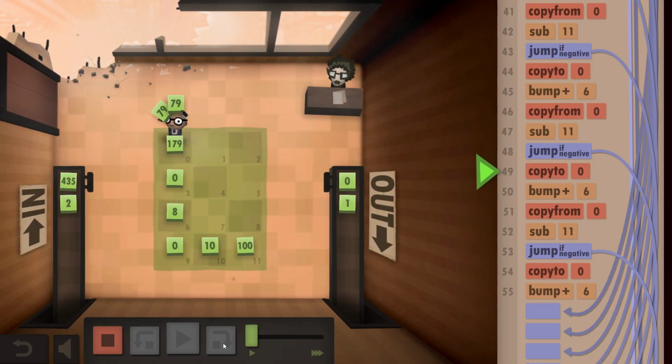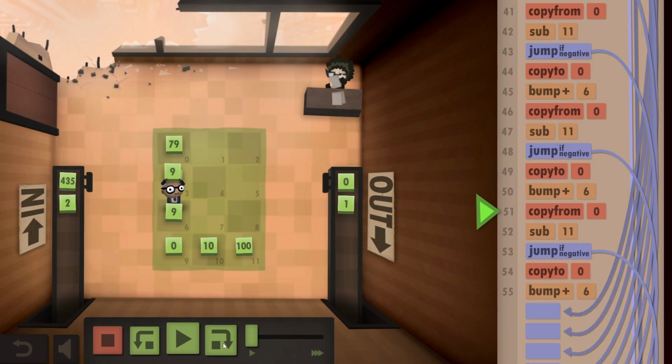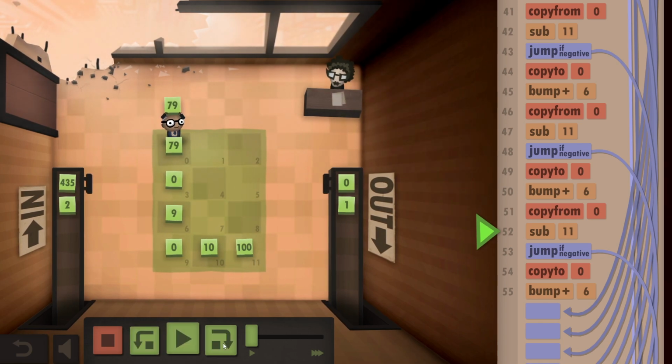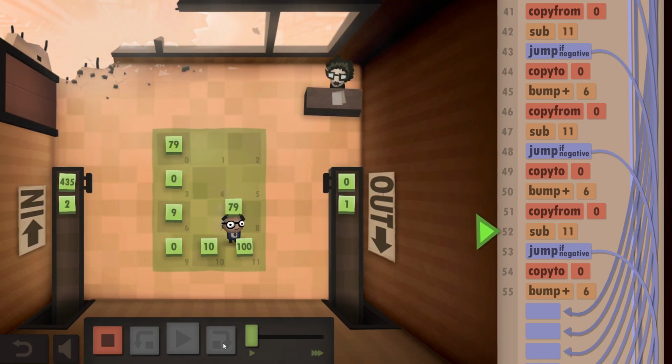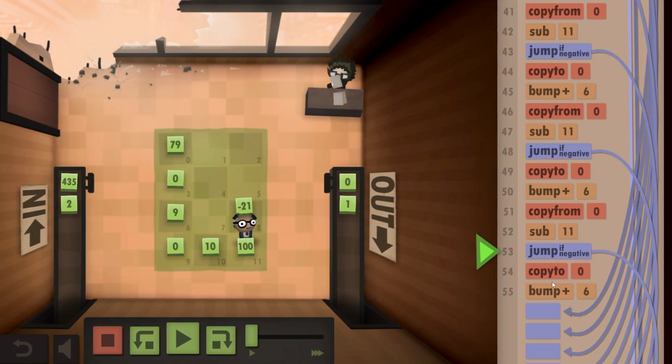Replace it up. Because when we bump, we keep what we bumped in our hands. That's why we need to have copy from. Up. We don't need these two at all.